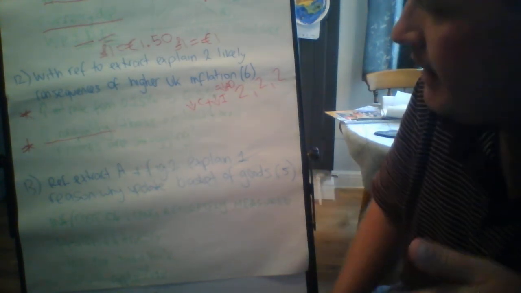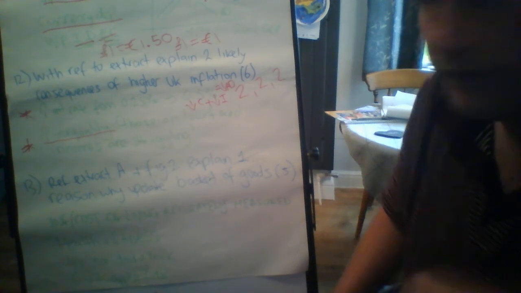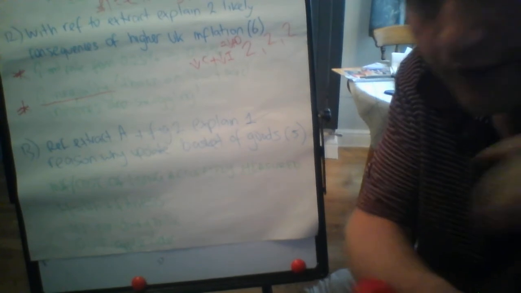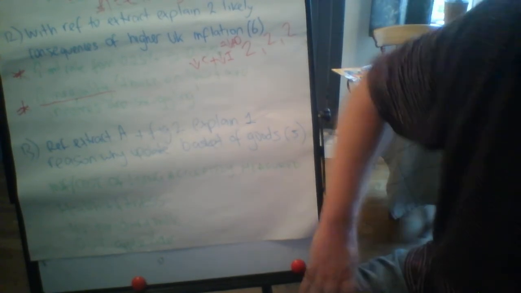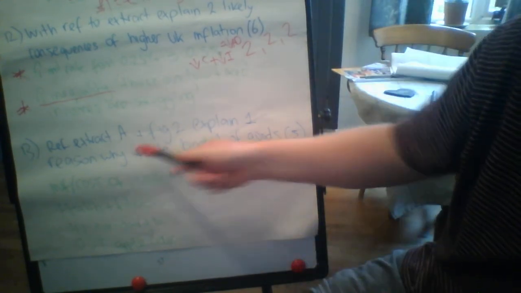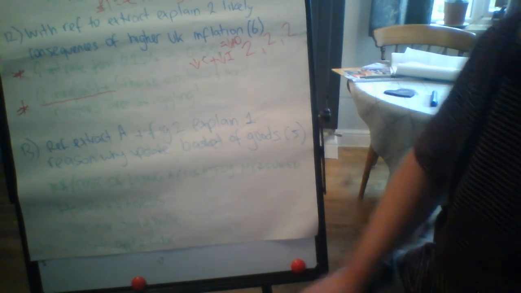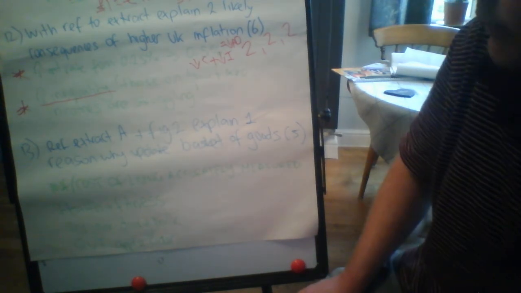Right everyone, so like I say, number 12, what I'll be looking for will be 2 relatively short paragraphs, and if you look at my model answers, it will give you a breakdown of how I've answered those questions there. Right everyone, now the last one on this page, hopefully you can see that, is number 13. And what this one says is, with reference to extract A and figure 2, explain one reason why we update the basket of goods and services.